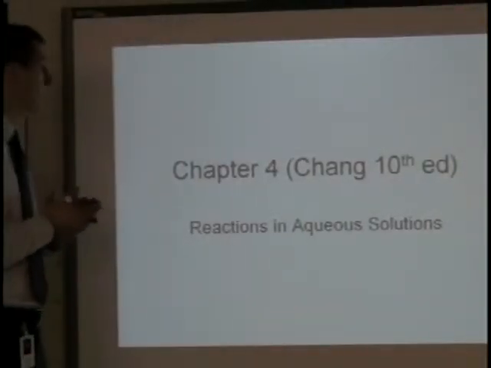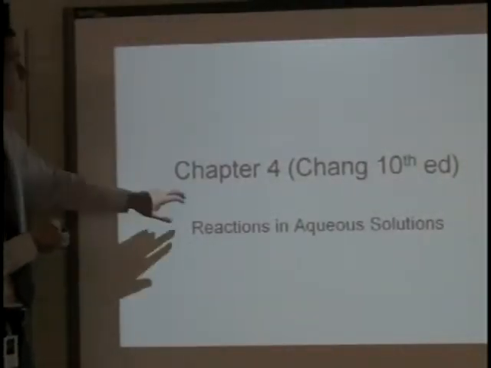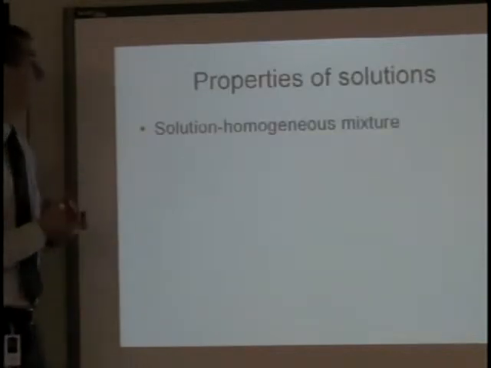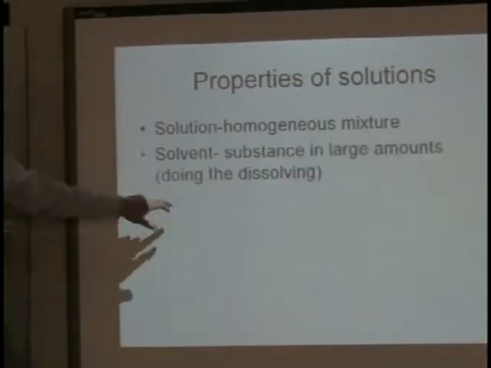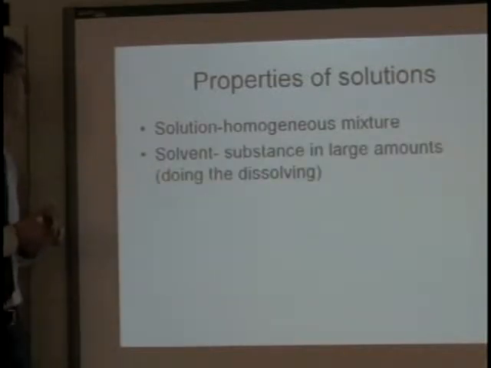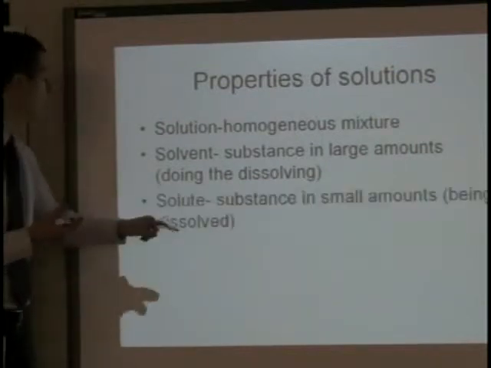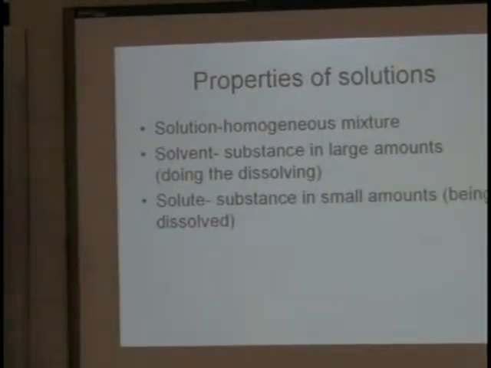Chapter 4 for the AP Chem review of reactions in aqueous solutions. First, we begin with properties of solutions. A solution is a homogeneous mixture. It's composed of a solvent, which is the substance in large amounts that's doing the dissolving, typically water, and a solute, which is a substance in small amounts, the thing being dissolved.